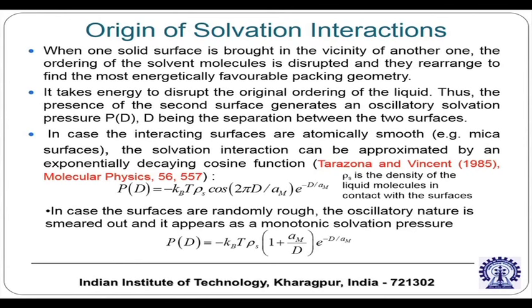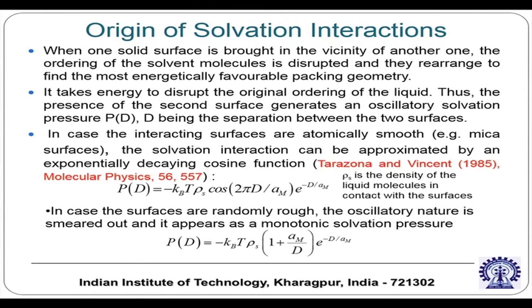Now, when another plate comes in close proximity to the first plate to form a very narrow channel, the ordering of these liquid molecules is disturbed. The ordering of the liquid molecules around the first plate is disturbed, and they rearrange to find the most energetically favorable packing density. So, it takes energy to disrupt the original ordering of the liquid. Thus, the presence of the second surface generates an oscillatory solvation pressure. Whether it is oscillatory or monotonic depends on the scenario. This oscillatory solvation pressure is an example, d being the separation between the two surfaces.